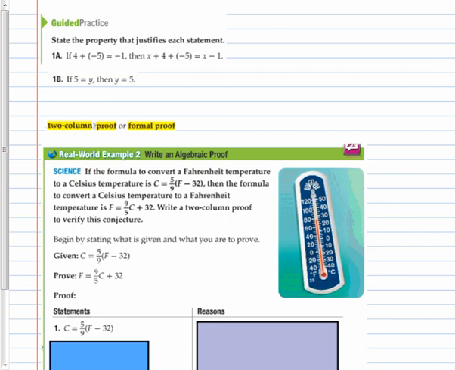State the property. Okay, let's look up here. State the property that justifies each statement. Now notice, if this is true, so here's their statement, then this is true. Here's their conclusion. What allowed them to go from this original to the conclusion?